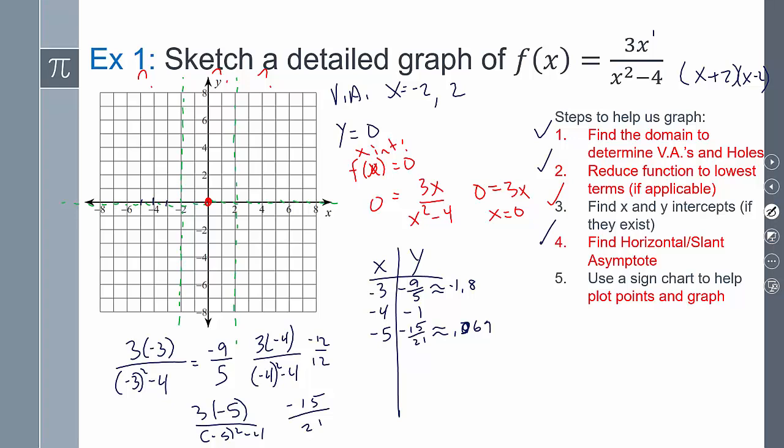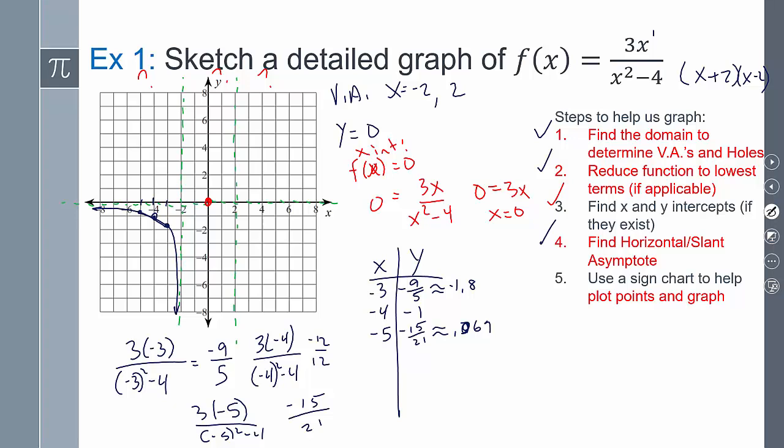So if I plugged in negative 3, I got negative 1.8. So at negative 3, it's negative 1.8, about right there. At negative 4, it was negative 1. And then at negative 5, it was this negative 0.69, so about right there. Once you get enough points, you just sketch it to where it hugs the asymptotes.